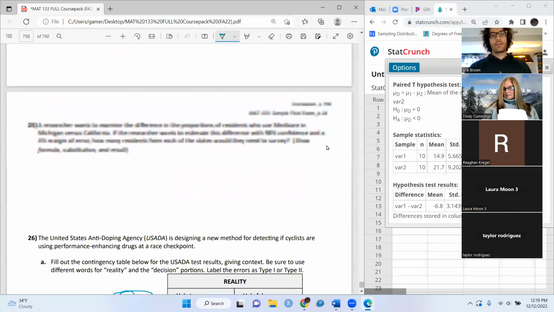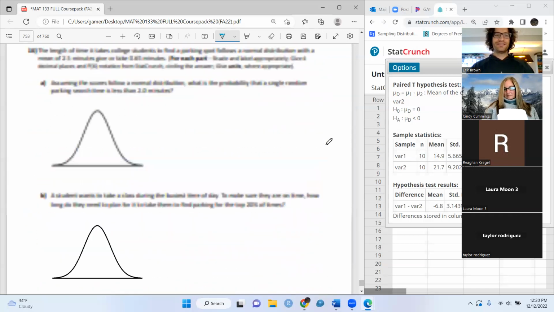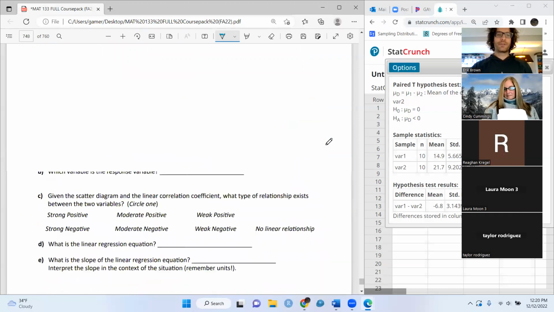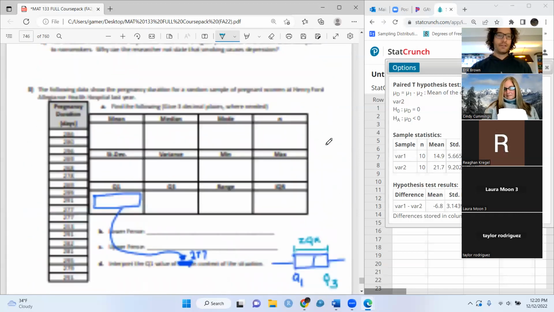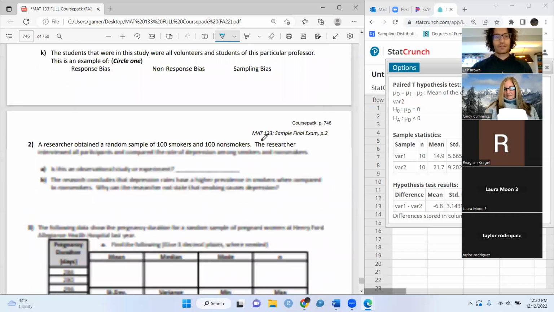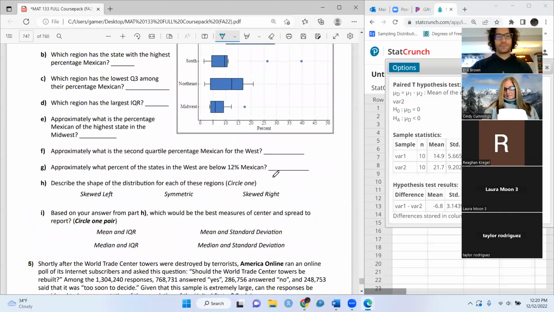I'll say this, every year I've given a final exam, there's been a question like the very first one, where you find the midpoints and the relative frequency and the cumulative frequency and the relative, blah, blah, blah. So expect something like this. Expect something like number 3.